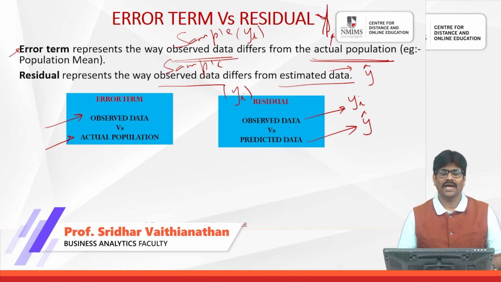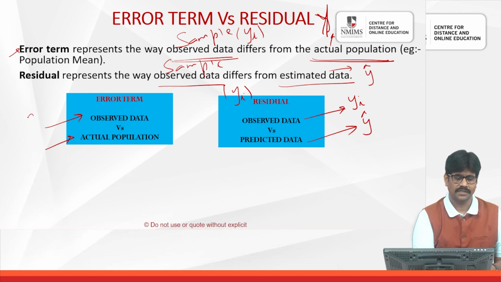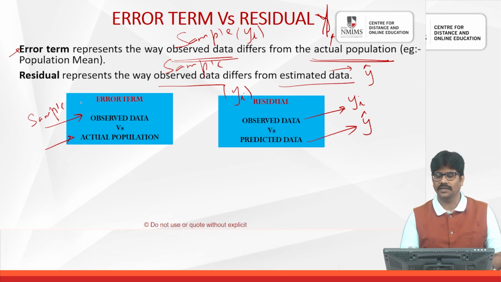So to recap, the error term is associated with the difference between the observed data, which is your sample data, versus the population data, whereas the residual is associated with the observed data, which is your sample data, versus the predicted data, which is the estimated regression equation.